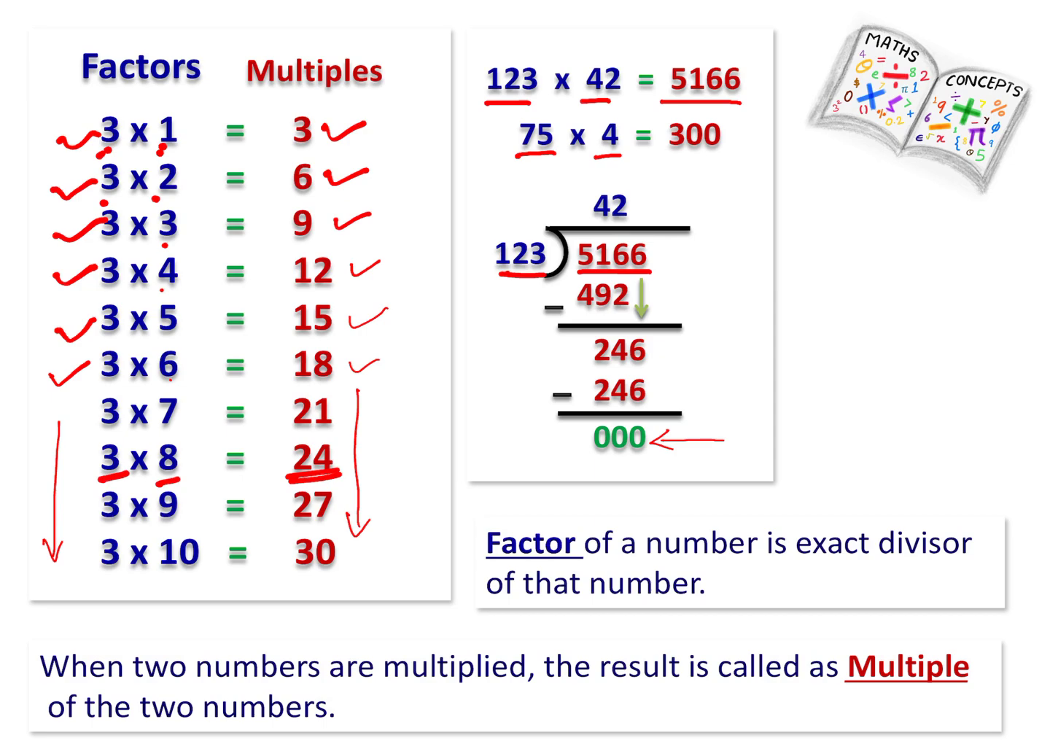But we know that 24 can also be written as 4 into 6, right? 4 sixes are 24, or 2 into 12 equal to 24, which means 4 and 6 are also factors of 24. 2 and 12 are also factors of 24. So how do we find out all factors of 24? What will we have to do? We will simply have to check what all tables 24 occurs in, right?